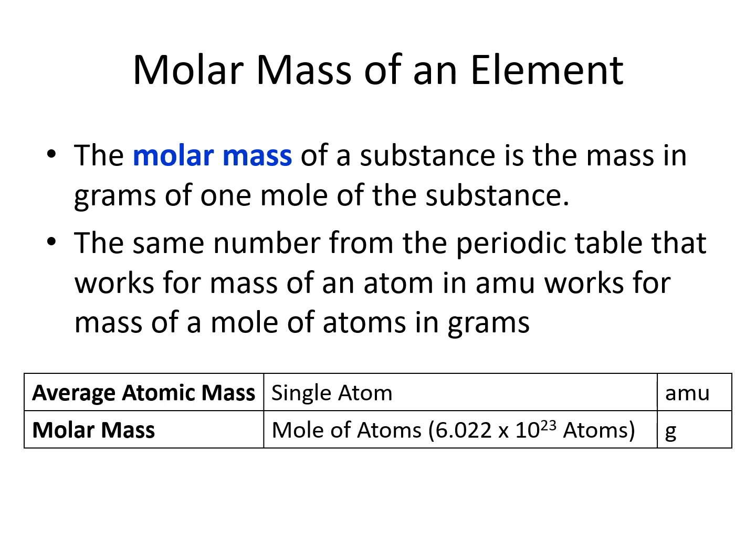If we were to take 1 mole of a particular substance and weigh it, that mass in grams would be the molar mass of that substance. The molar mass of an element can be found by looking at the periodic table. It is the same number as the average atomic mass, it just has different units. The average atomic mass is the mass of a single atom in atomic mass units. The molar mass is the mass of 1 mole of atoms of that element, and the units are in grams.